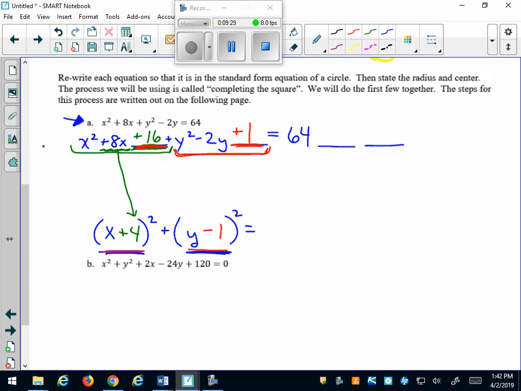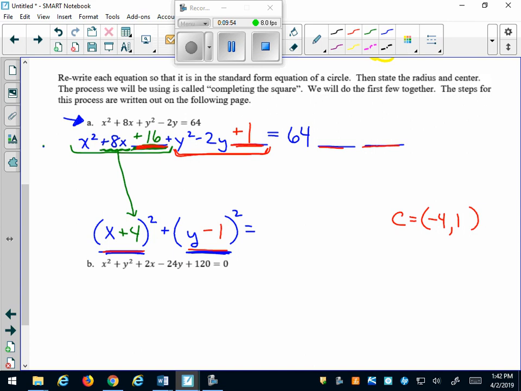So really nicely we have this part of an equation of a circle. We could now get the center. What's the center of this circle? Negative 4, positive 1. But we still have the radius that we have to deal with. So why did I put a blank here?